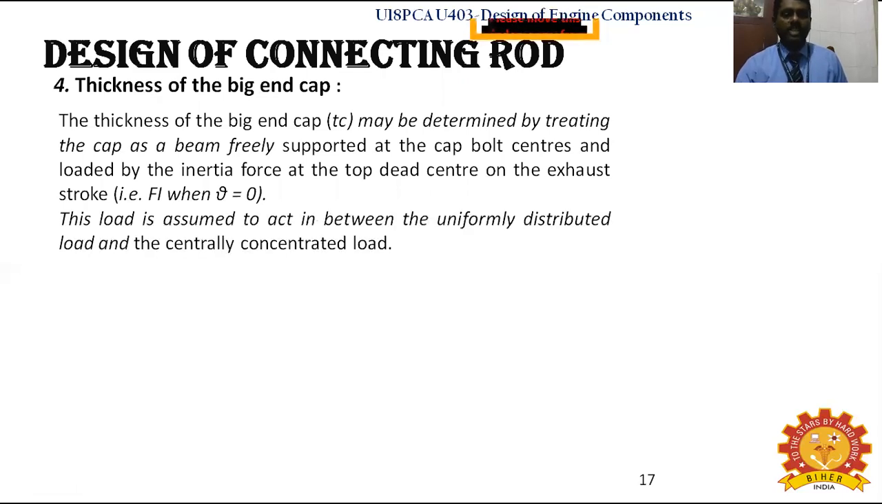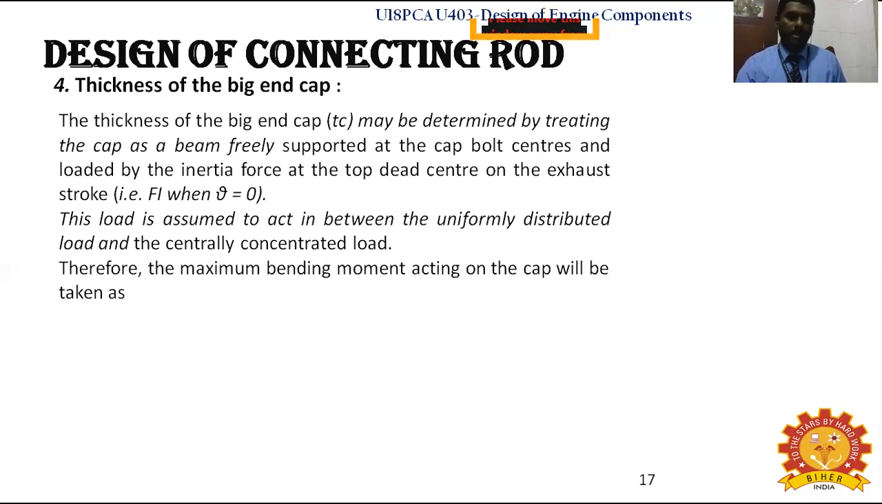So the load is assumed to act in between the UDL, that is a uniformly distributed load, and the centrally concentrated load. Concentrated load is what? It is a point load. So therefore, the maximum bending moment acting on the cap will be taken as M suffix C on the cap. What is the maximum bending moment? That can be taken as Fi into x by 6.